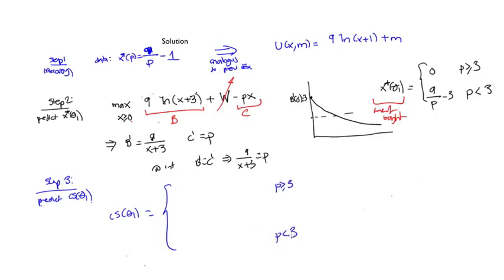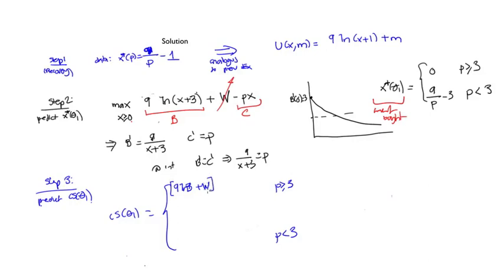Now let's see why. First, what happens when the price is greater or equal than 3? We know that we are in this case of the demand. We know that the consumer buys nothing. He still consumes 2 units of the good for free. So his utility after the introduction of the policy is 9 logarithm of 0 plus 3, so logarithm of 3, plus w minus p of 0 because he buys nothing. That is the utility at the policy.